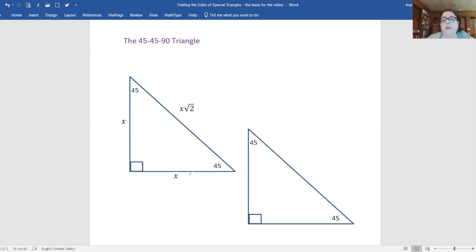And all you have to remember is that if one of the legs, one of these perpendicular legs, is x, the hypotenuse is x times the square root of 2. So if this leg is 6, this leg will be 6. They're congruent. They're opposite the 45-degree angles. And the hypotenuse will be 6 times the square root of 2.